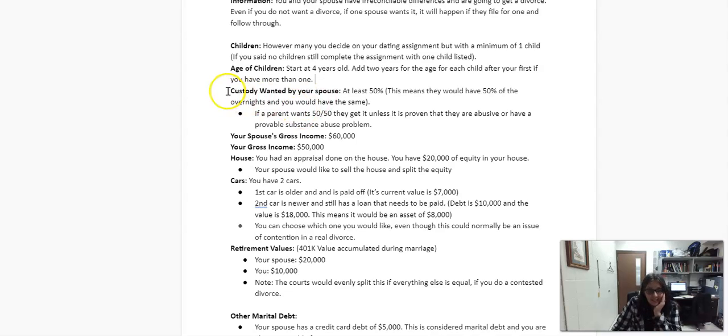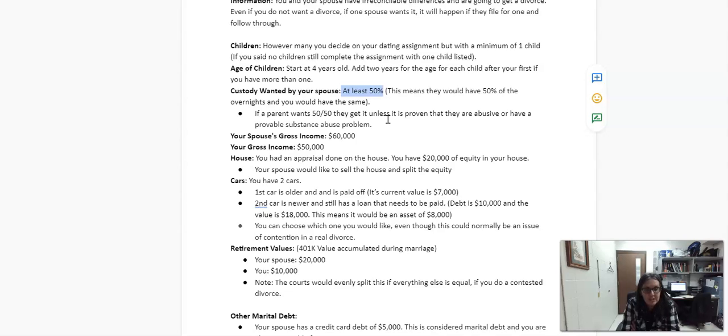And then custody. This is saying custody wanted by your spouse. This is everybody's scenario, so at least 50% of the time, they would want 50% custody. As a general rule, if your ex-spouse or the person you're divorcing wants 50% custody, meaning 50% of the overnights, they would get it, unless you can prove they're abusive or they have substance abuse problems.